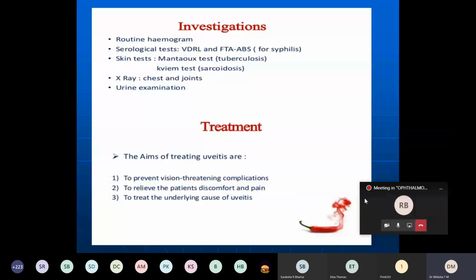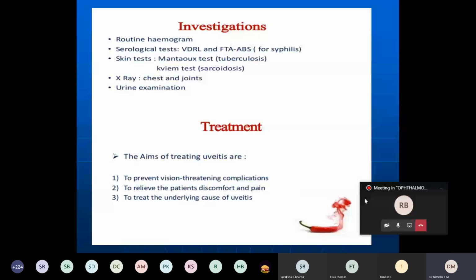So how do you investigate this case? Routinely, like all the cases, you have to do a routine hemogram, CBC. Routine hemogram is very important. Serological tests: VDRL and FTA-ABS for syphilis. Skin test: Mantoux test is for tuberculosis. Kveim test is a specific test for sarcoidosis. X-ray of the chest and joints, and urine examination are very important.